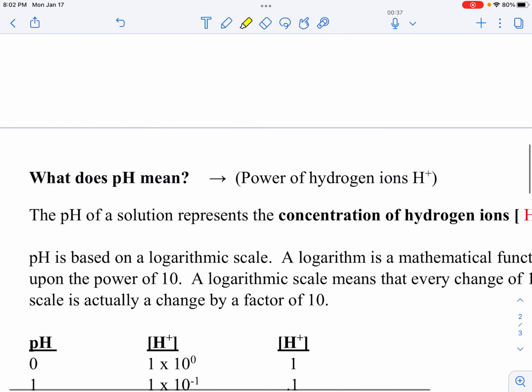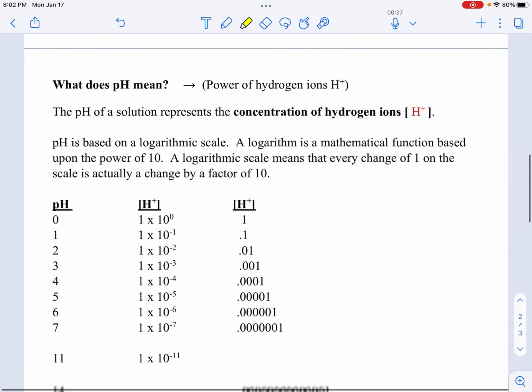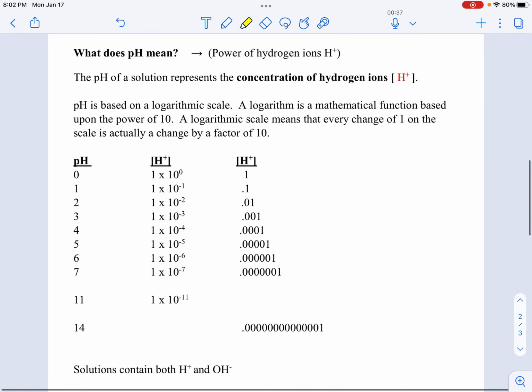All right, take a look at the next information here. It says, what does pH mean? pH is the power of hydrogen ions. Hydrogen ions really are what make a solution acidic. The more hydrogen ions in solution, the more acidic it is. So pH, power of hydrogen ions, is a logarithmic scale. What that means is every time you move one spot on the pH scale, it's a power of 10. So it's a little tricky there.